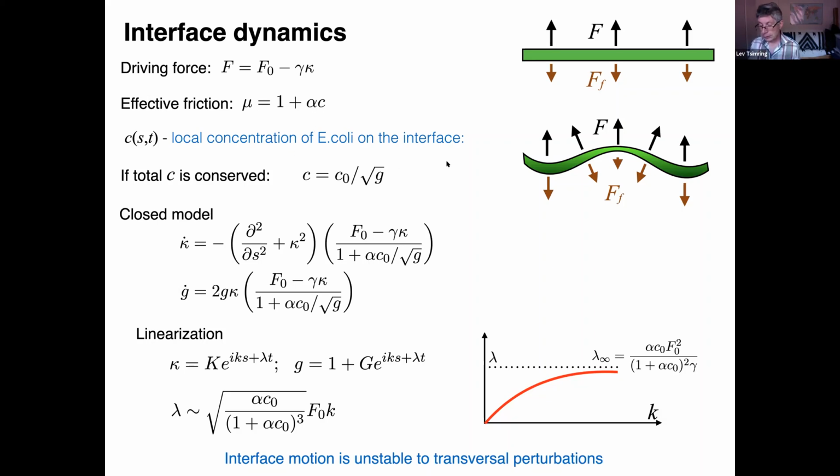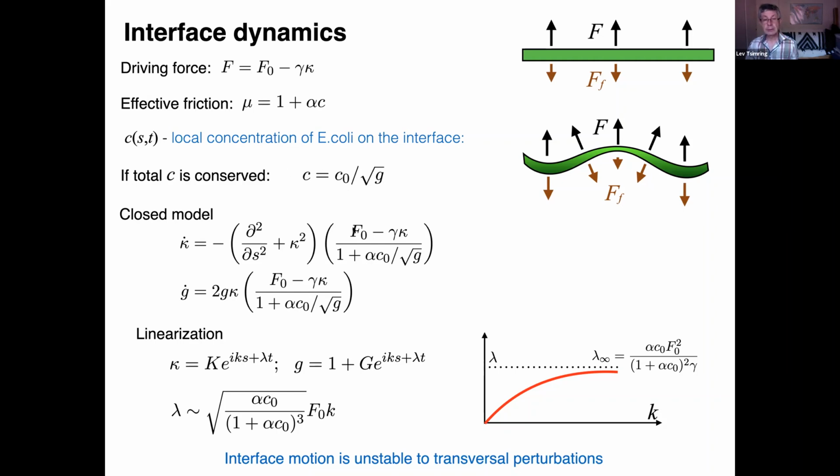So by what I described before, if you assume that the E. coli is not produced and is not lost, it's just constant on the interface, but only can be stretched or contracted, then it's easy to see that the local concentration is just a constant, the initial constant. So initially the metric was 1 everywhere. That was by construction. But then it starts to go down, and it goes down with the metric.